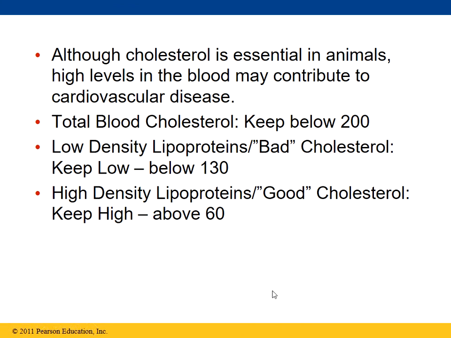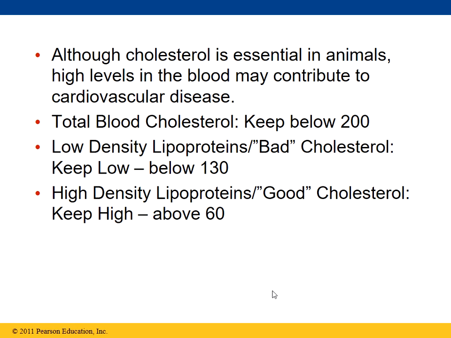So as that clip mentioned, even though cholesterol is essential in animals' cells, high levels in the blood may contribute to cardiovascular disease. And the factors that put you at risk for high cholesterol would include high blood pressure, smoking, a family history of premature heart disease, physical inactivity, diabetes, and obesity. So if you donate blood, they will tell you what your total blood cholesterol is, and the typical number is something below 200 is good. But more importantly is your LDL and HDL ratios. So that you would have to go to your doctor to have checked.